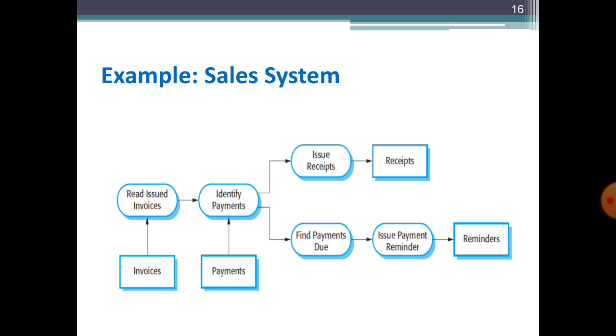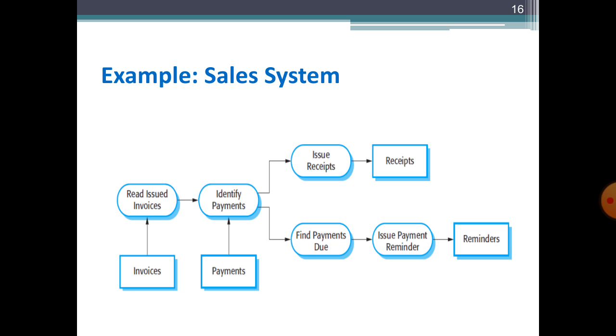So we can also say that in this sales system, an organization issues invoices to its customers. Payments that have been made are reconciled with invoices. If you see in this example, for those invoices that have been paid, a receipt is issued, and for those invoices that have not been paid within the allowed payment time, a reminder is issued.